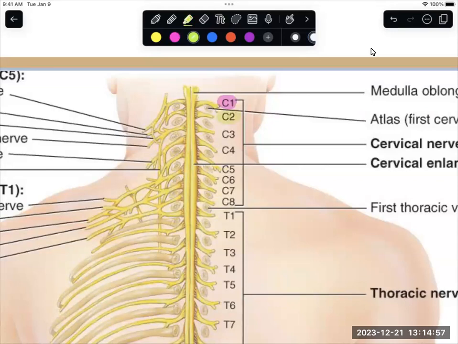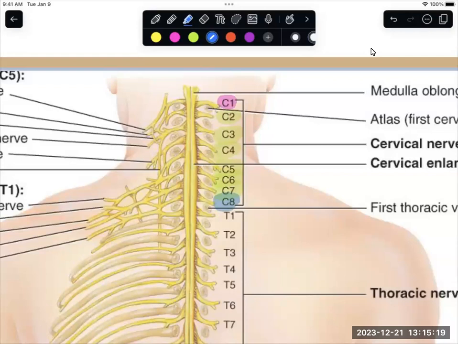C2 comes out above the C2 vertebrae. C3 comes out above the C3 vertebrae. C4 comes out above. C5, C6, and C7 all come out above its matching vertebrae. C8 comes out below the C7 vertebrae.